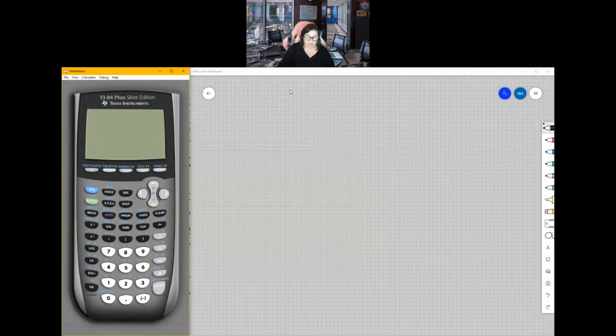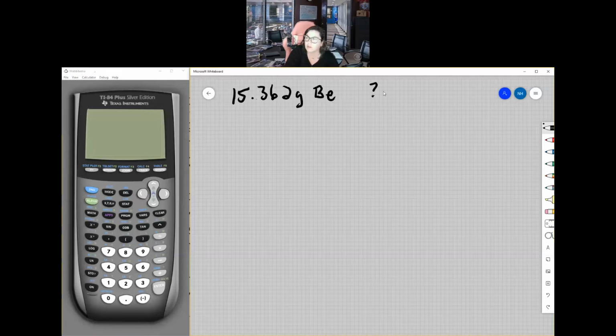Now, the way that I handle all of these calculation problems that we do is to write down any information that's given to me. And I tend to write it in a particular order because that helps me to solve the questions, solve the problems that we're looking at. So let's take a look at this. 15.362 grams of beryllium. And I want to know number of moles, number of particles. Okay, awesome. I can do that.